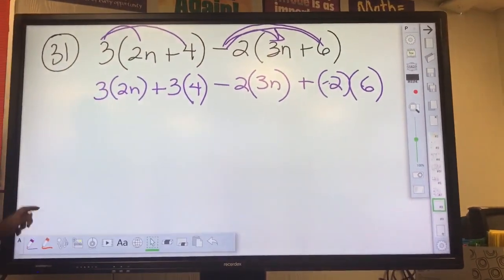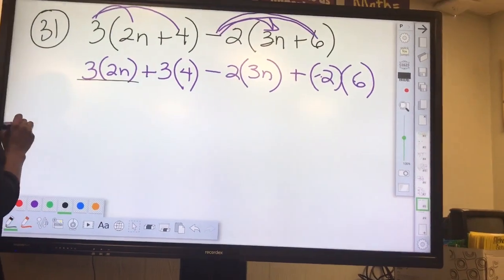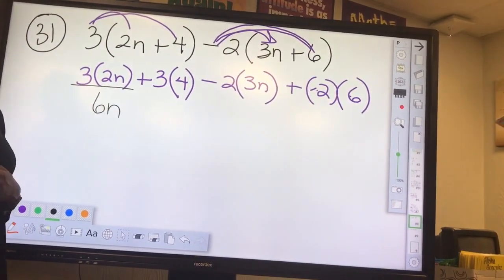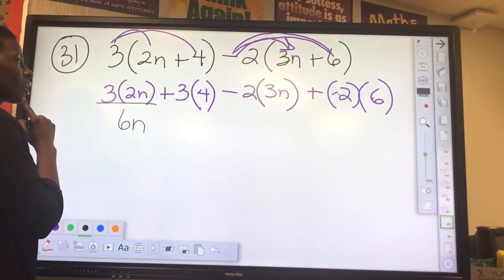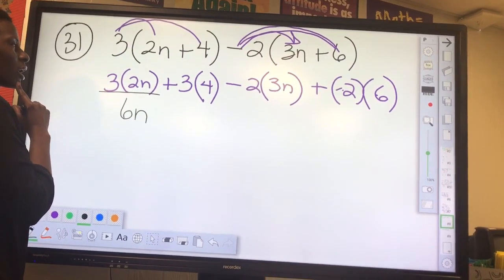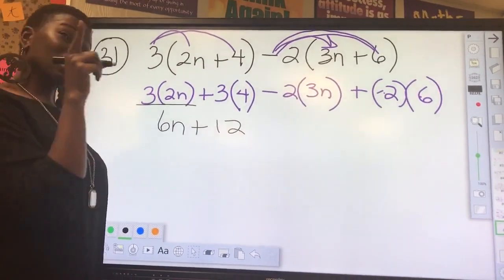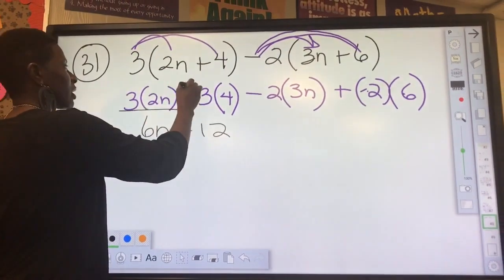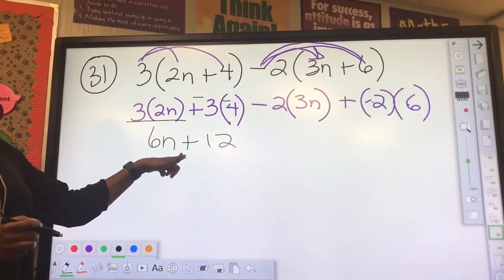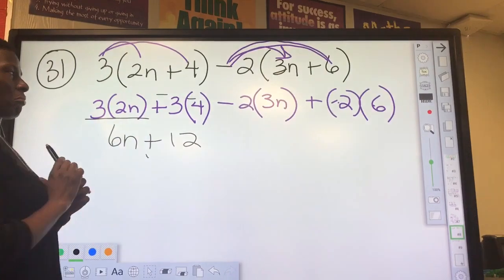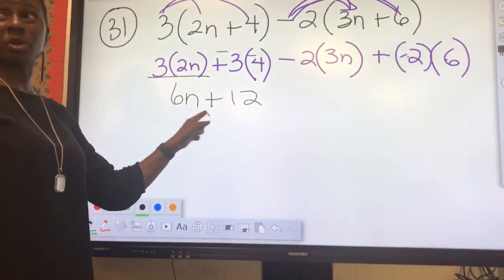All right. So now what? Now we're gonna do 3 times 2n, and it's gonna get 6n. Good. And then drop the plus sign, and then you're gonna do 3 times 4, and then you're gonna get 12, and then drop the minus sign. You keep telling me to drop that minus sign. But what if this would have been a negative and this would have been a negative? Would I put a negative here? No, because what's a negative times a negative? Positive. So I wouldn't have put a minus here. I would have put a plus, right?